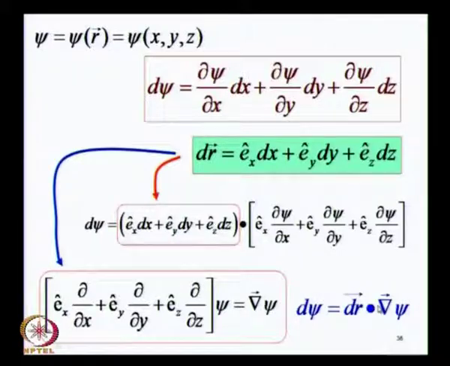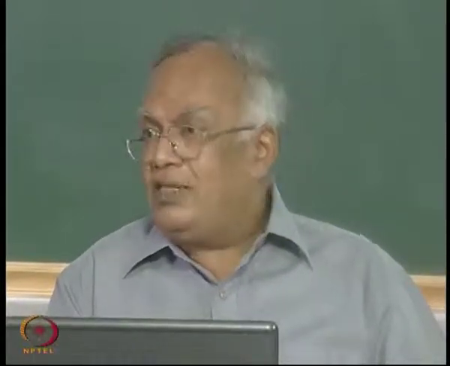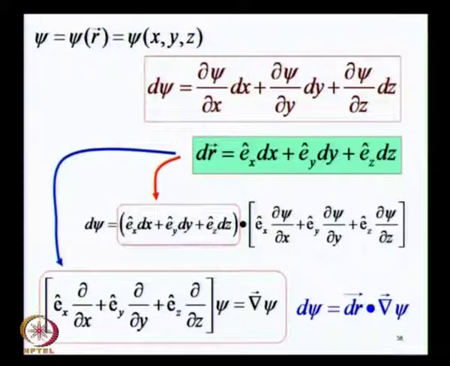Now, this is a scalar. What does it mean? It is invariant with respect to changes in the orientation of the coordinate system, right, and its interpretation cannot depend on the choice of the coordinate system. It cannot depend on the Cartesian coordinate system. We have developed this expression in the Cartesian coordinate system, but the result d psi equal to dr dot del psi must be independent of the coordinate system.